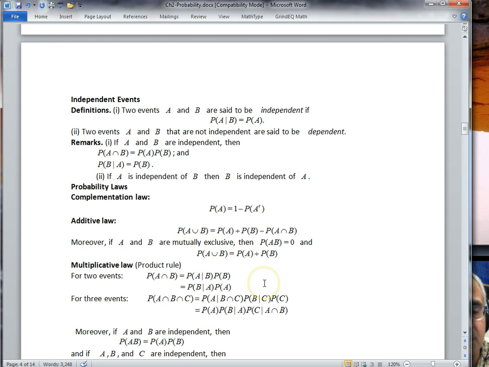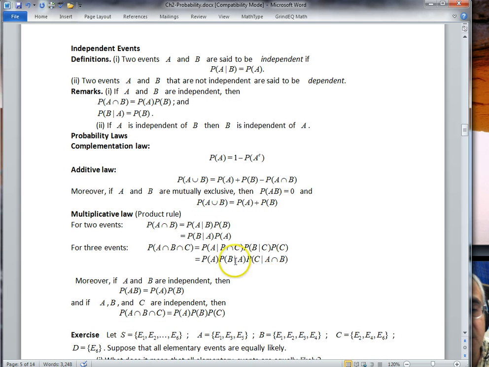The multiplicative rule, let's talk about the multiplicative rule here. It's a rewriting of the definition of conditional probability. It's the probability of A intersection B equals the probability of A given B times P of B. And if you notice, you take this part here, divide both sides by the probability of B, and that's exactly the definition of conditional probability.